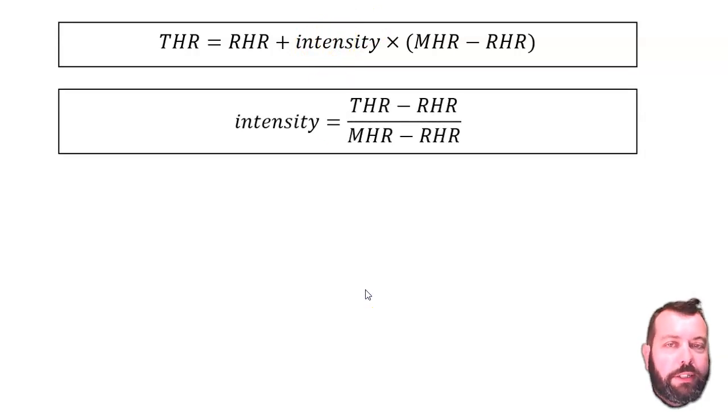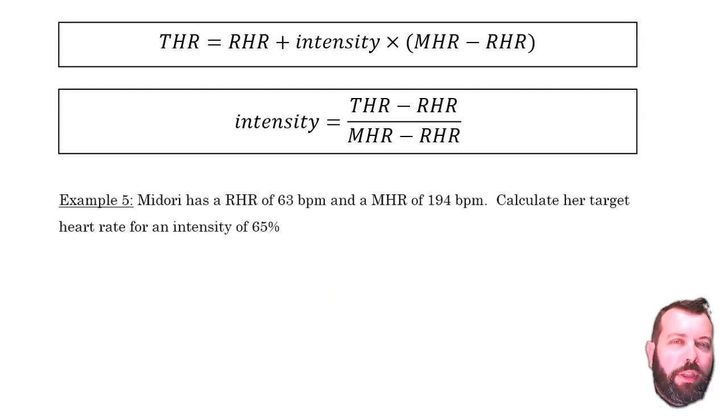Alternatively, I can rearrange that formula and find the intensity as the difference between the target and the resting heart rate divided by the difference between the maximum and resting heart rate. So far, that's a lot of numbers there on the page, and I think it will be much better if we used an example to examine this a bit further.